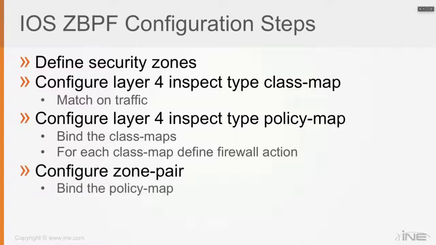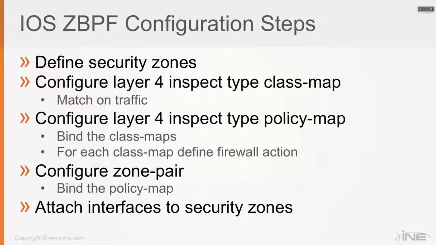Then we define the zone pair. We specify the firewall inspection direction, what is the source zone, what is the destination zone, and we bind the policy map to tell the router how to control traffic flowing from that source zone to the destination zone, what action to take for which traffic, which is defined in the policy map. And of course, the last step is to attach interfaces to the security zones.